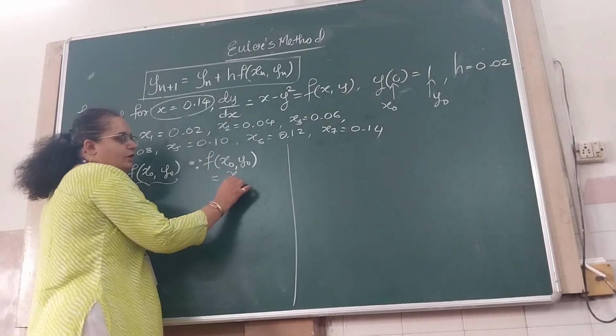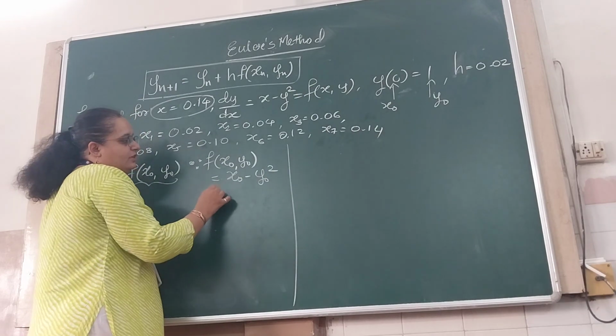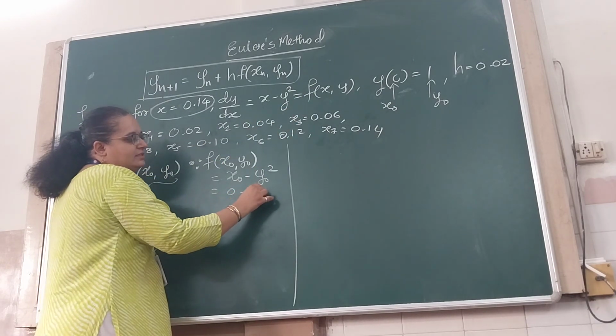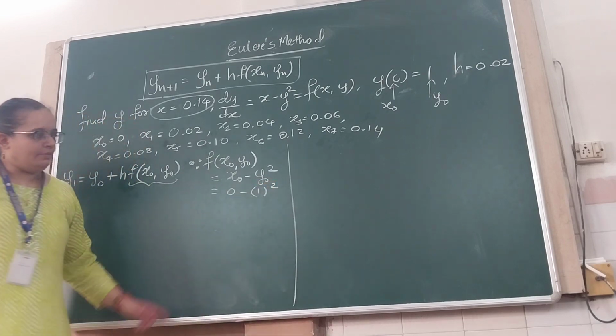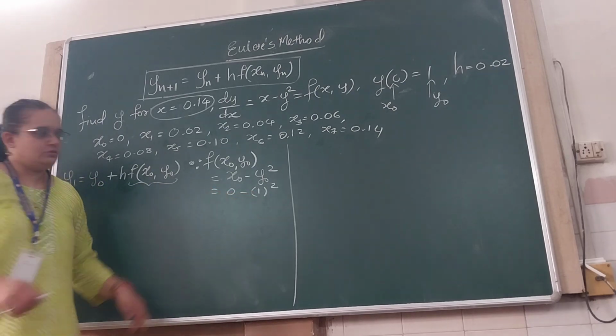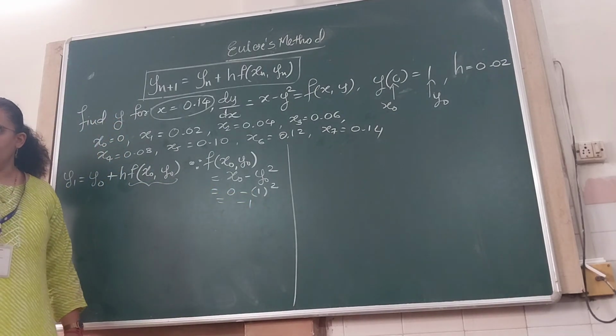So what will the formula become? x0 minus y0 square. So what is my x0, students? 0. What is my y0? 1. Remember, minus is outside, not inside. So the answer is minus 1. Are you getting me? Yes.